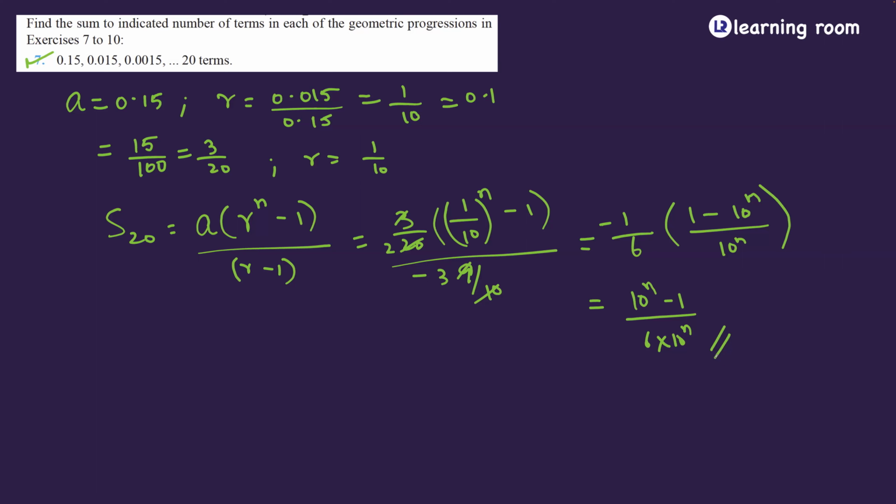They would have taken the reverse. It is 1/6 into what? 1 minus 1/10 power what? I'm not sure. It will be 1/6 into 1 minus 1/10 power n. That is the answer. Both are same. See, again if you take the minus, it will be 1 minus 1/10 power n. That's it.